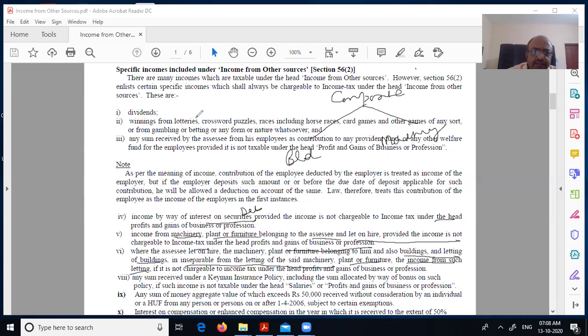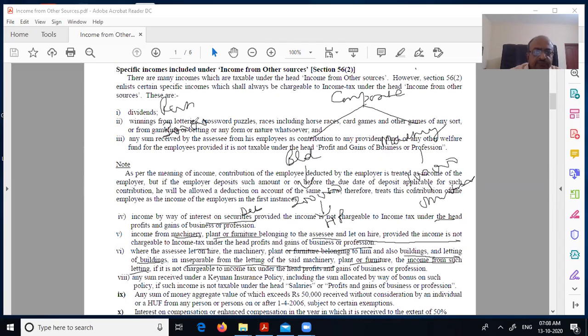Ideally, when the rent agreement is written, this should be separately given, say 2 lakhs, and this should be, say, 1 lakh. If it is separately given, this will get taxed under house property, and this will get taxed under other sources. Very clear.